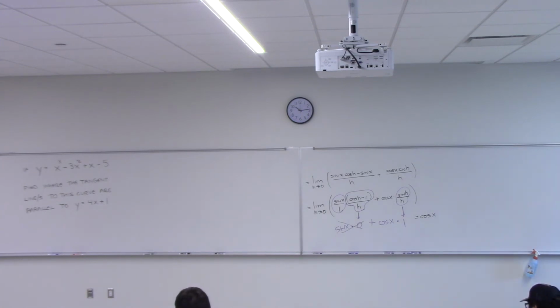I'm going to let you write that down. While you're writing that down, I'm going to give you a picture of what I'm trying to get you to see here. So we have x cubed minus 3x squared plus x minus 5. And then I give you another line, y equals 4x plus 1.